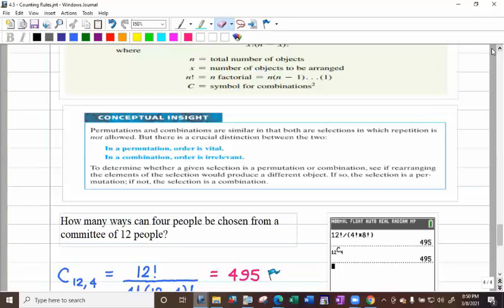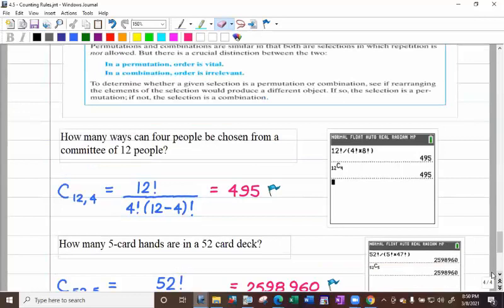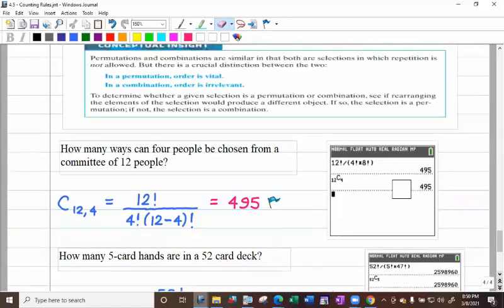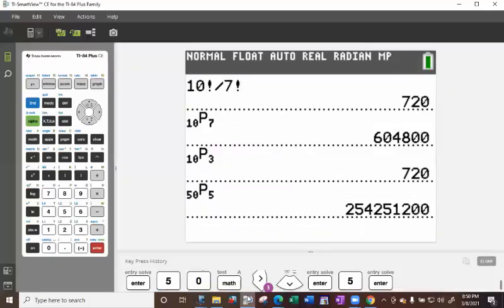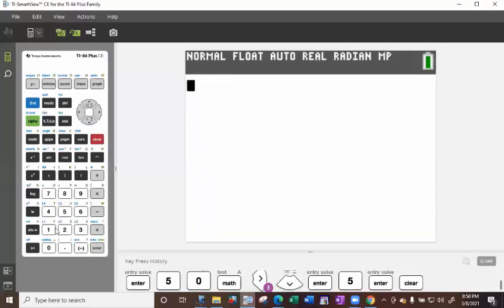So here's telling you, conceptually speaking, order is vital, important for permutation, and for combination order is irrelevant. Makes no difference. So here it says how many ways can 4 people be chosen from a committee of 12. Now I've got it written out in factorials, and notice I've got parentheses around those 2 on the bottom. If you're doing it that way, it's very important that you keep it in parentheses because you want to make sure they're being multiplied together first on the bottom, then you divide. But in the TI here, doesn't matter. You just got to choose the right function.